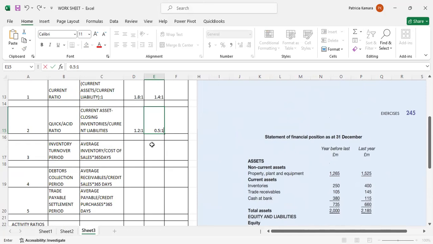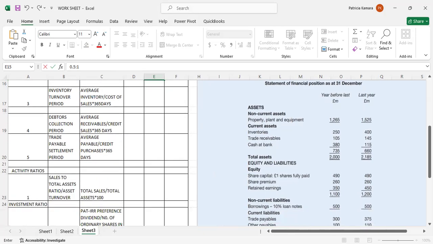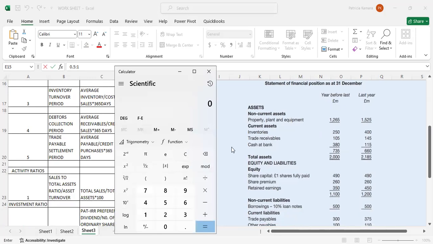So now we will talk about inventory turnover. It is average inventory over cost of sales. There are instances where the question will provide you with both opening and closing inventory. You add the two and then find the average. But in this question, we have not been given that, so we will restrict ourselves to what the question gives. For average inventory, we'll look at the closing inventory. So what is our closing inventory figure?